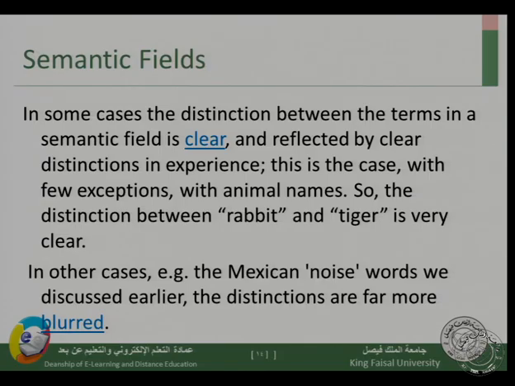So in some semantic fields the divisions might be blurred, so two different words might intervene with each other, so you can't say which one is which. And in other cases, of course, it can be clear, like animal names.